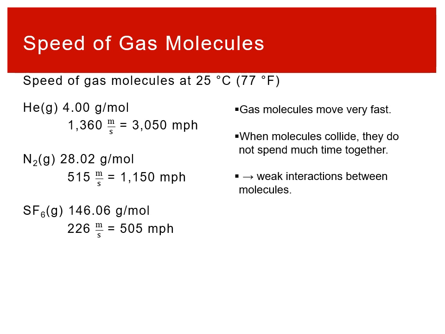Sulfur hexafluoride is a pretty heavy gas there at 146 grams per mole. The speed is still 500 miles per hour. And so gas molecules are moving so fast that when they collide, they just bounce right off each other. They don't spend a lot of time next to each other because they're moving so fast.